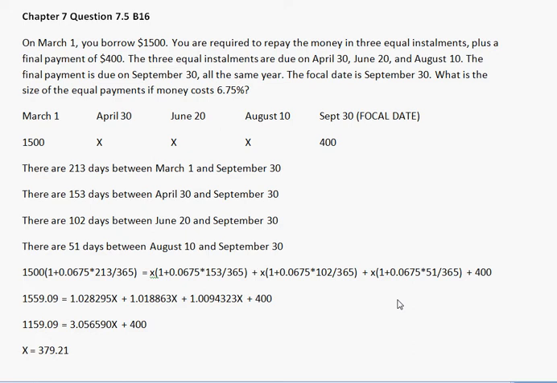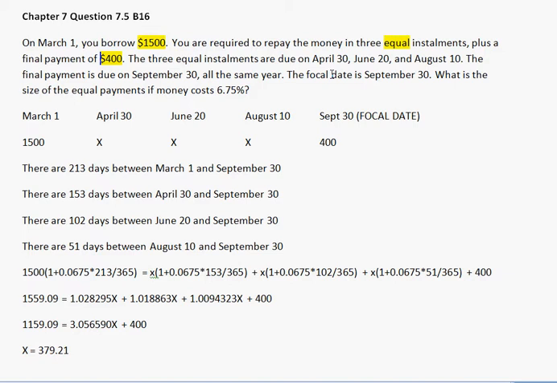This is an equivalent value question. Basically, we're asked to construct an equivalent value equation with 3 or 4 dated values. First of all, you borrow $1,500. Now you have to give the money back in 3 equal installments, and the 3 equal is important because we can call each installment X because we know it's the same, and we have a final payment of $400.